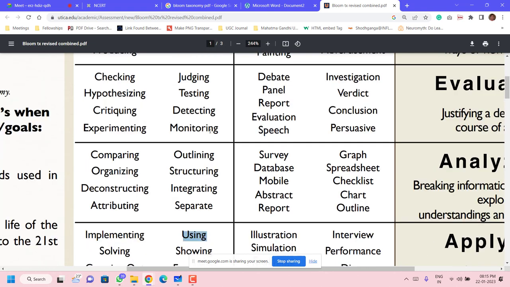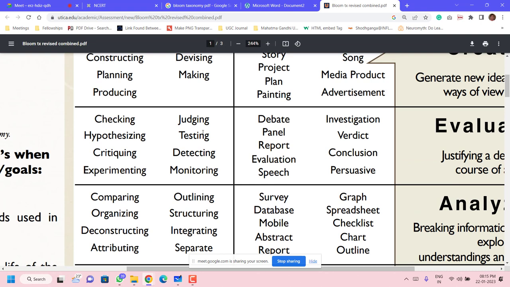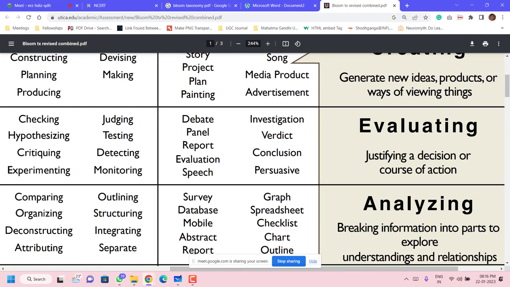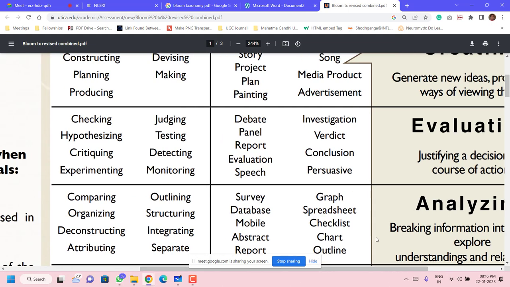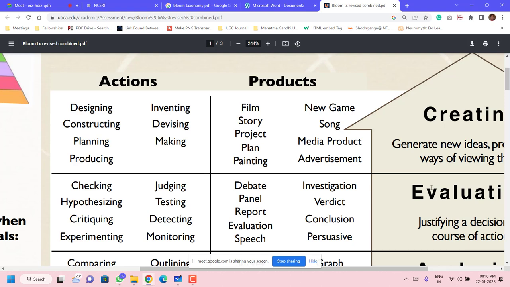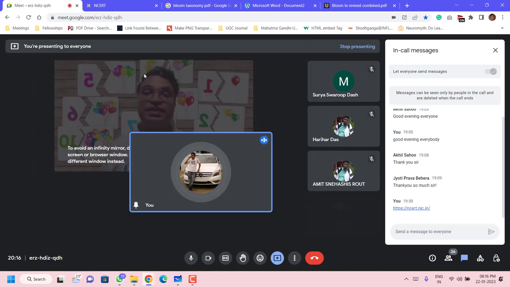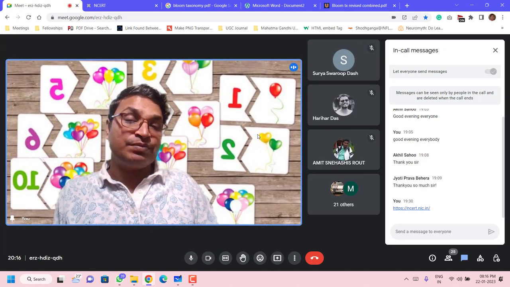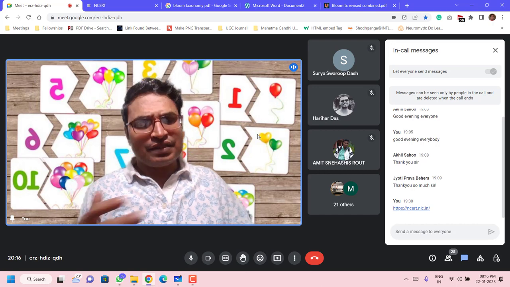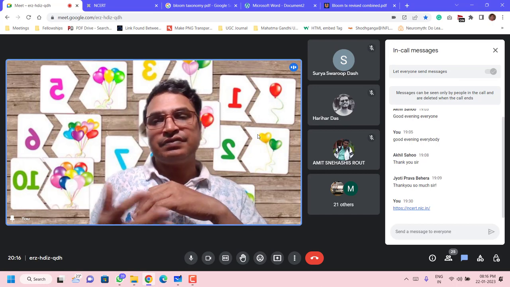Then evaluation: how will you know what your learning about the topic is? That is justifying a decision or a course of action. When you are able to judge, when you test, when you have to experiment, isn't it? That is the evaluation, and likewise the creation. Because the time is running out, I have to go a little short. So this way we have seen how we can know the learning in the different subdomains under the cognitive domain. Likewise, there is a psychomotor domain, and likewise an affective domain.